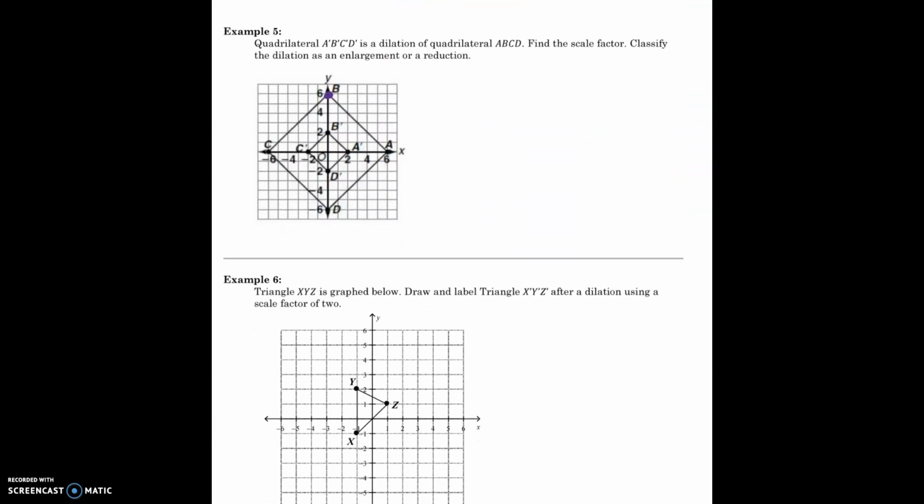Example 5: quadrilateral A prime B prime C prime D prime is a dilation of quadrilateral ABCD. Find the scale factor and classify the dilation as an enlargement or a reduction. For this, we can just focus on one coordinate point. From the pre-image ABCD, let's take a look at B. The coordinates of B are 0, 6.